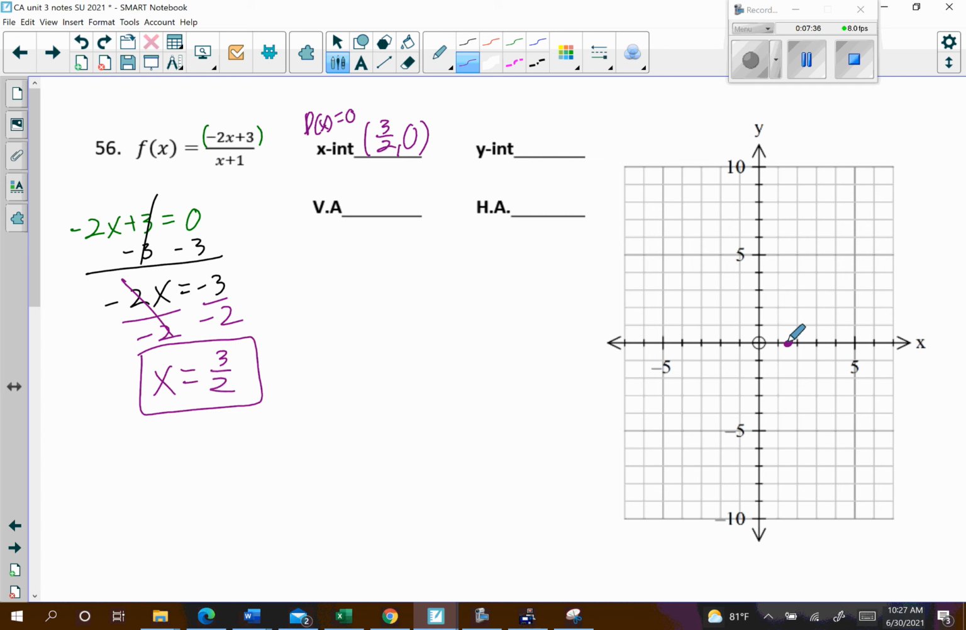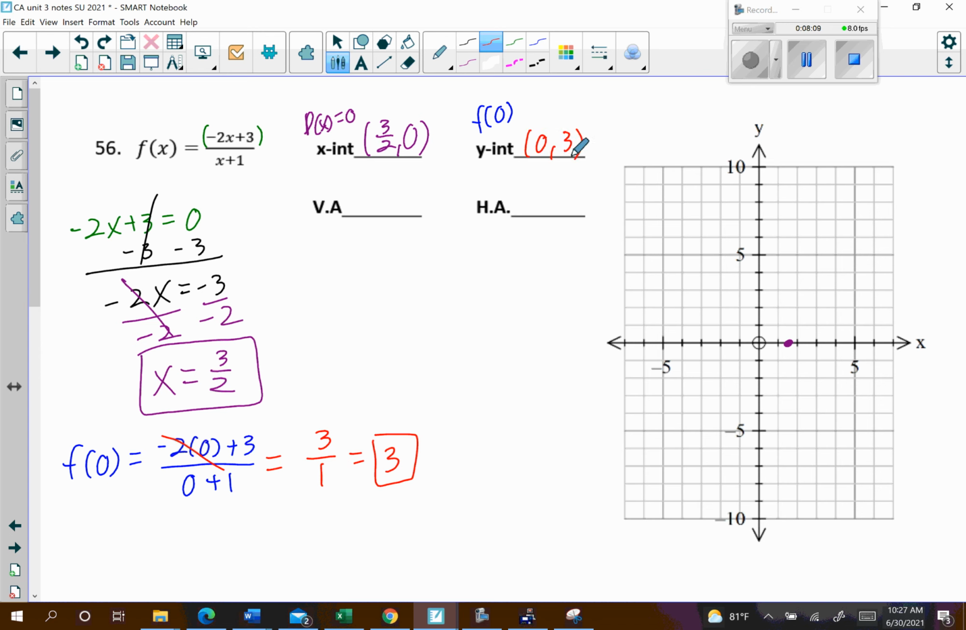And then let's go ahead and figure out the y-intercept. So for that, you plug in 0 for x. So f of 0. So we're going to have negative 2 times 0 plus 3 over 0 plus 1. And so we're going to end up getting 3 over 1, which is then just 3, right? So that would go away, and you're left with 3 on top, and 0 plus 1 is 1. So our y-intercept's at 0, 3, right there.